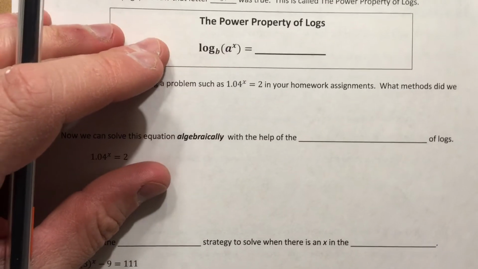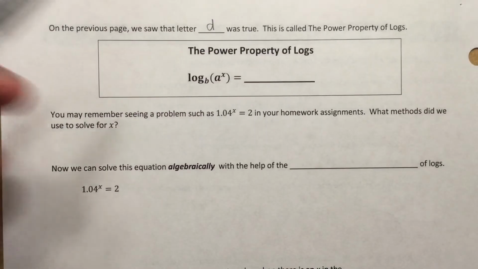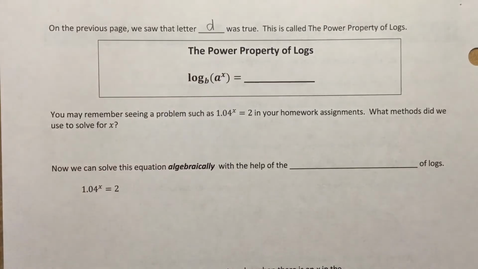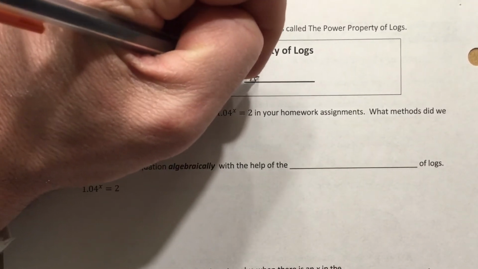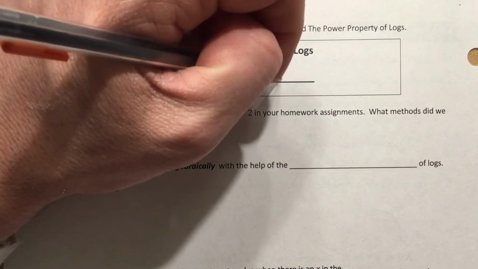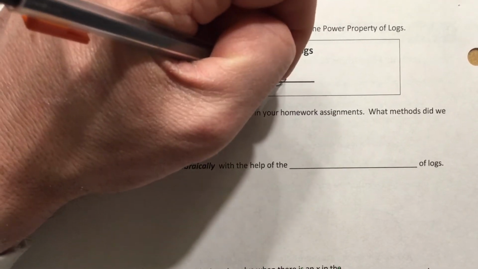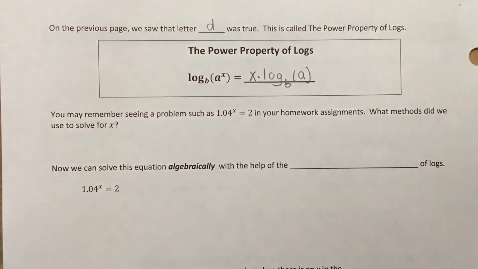So if we look at this, log base b of a to the x, the exponent is going to be in front and then multiplied by whatever remains, x times log base b of a.